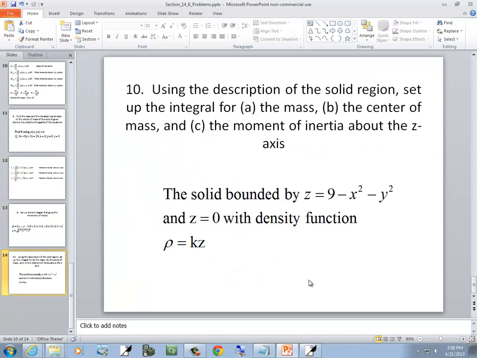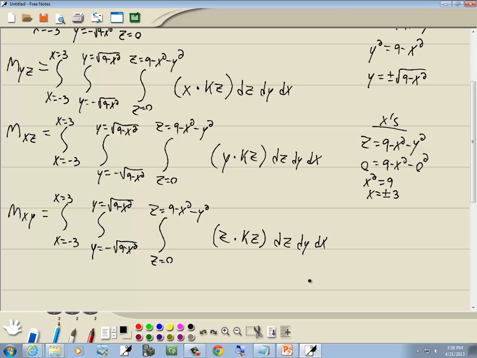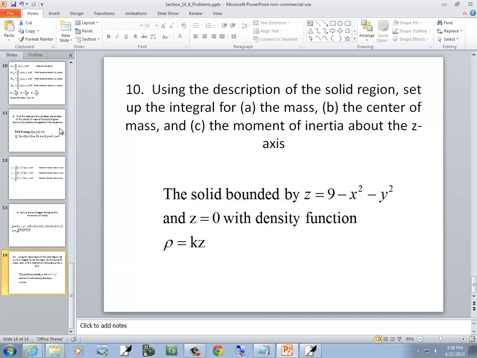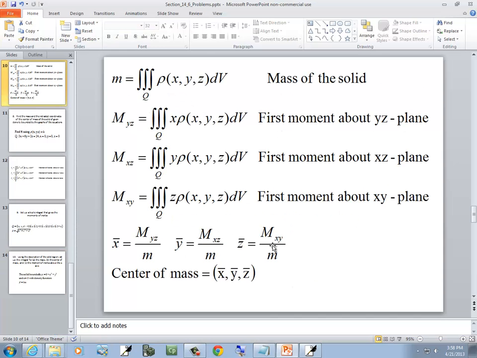Now, that was the setup to find the mass. The second one was the center of mass. Well, the center of mass would just be to plug them into these formulas, and then that would give you the center of mass. I'm not going to actually do that part. I think that part, assuming we had the integrals set up, would be pretty easy.